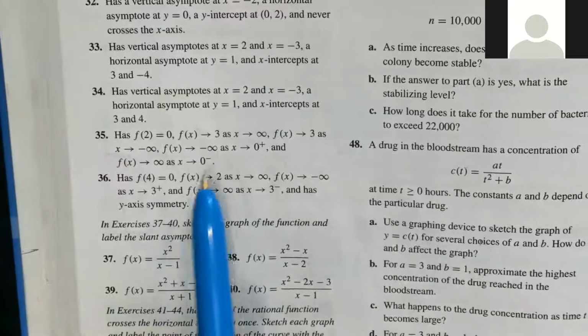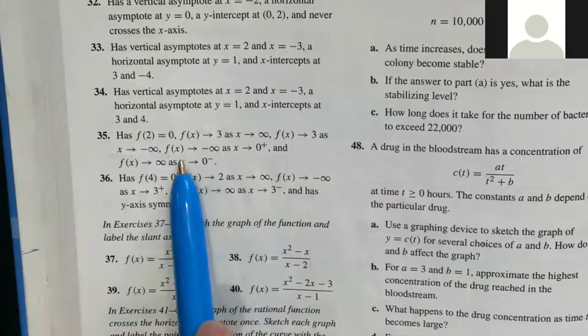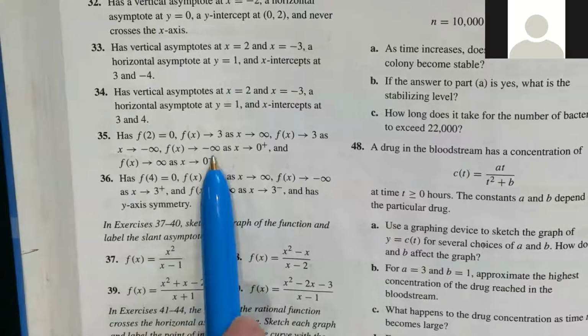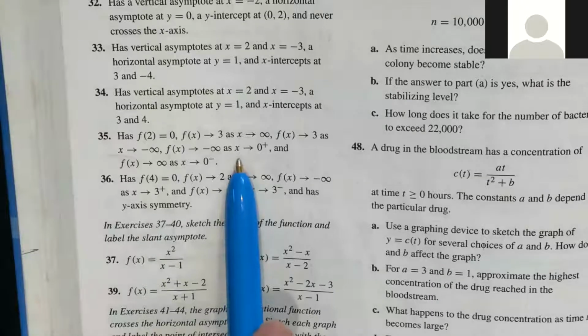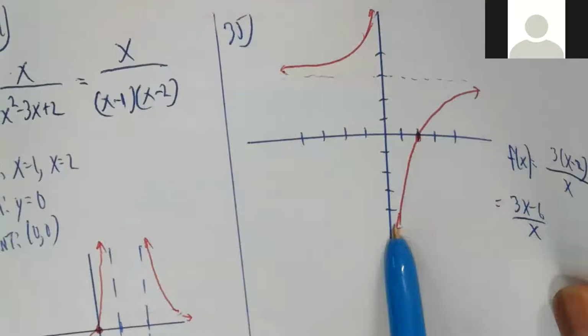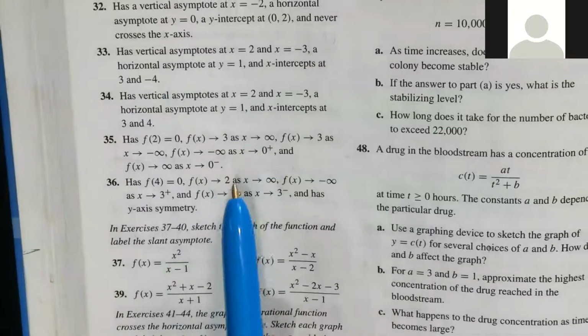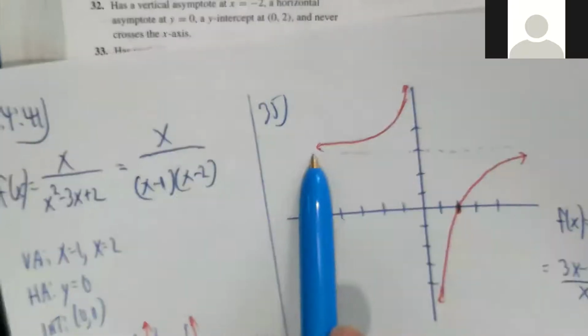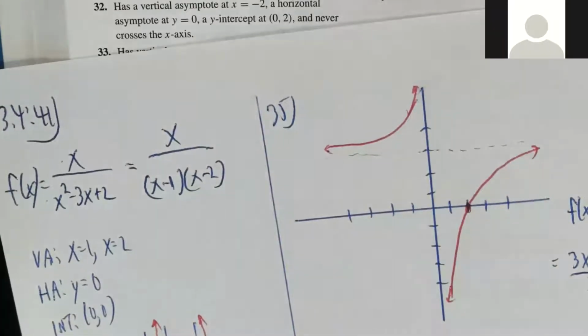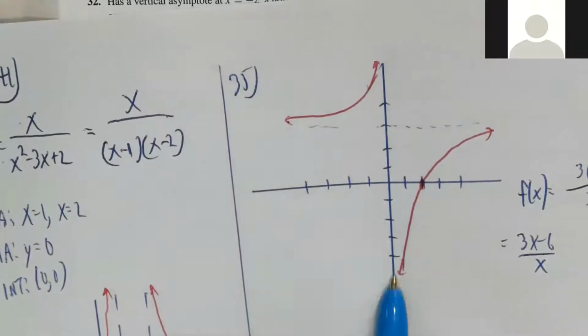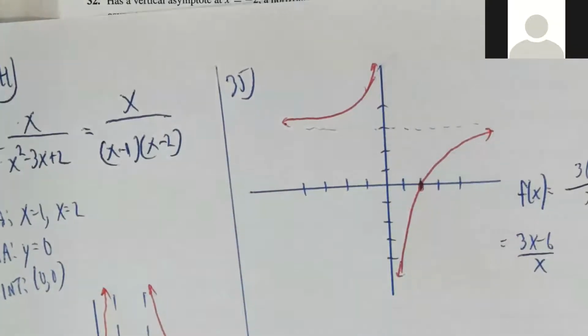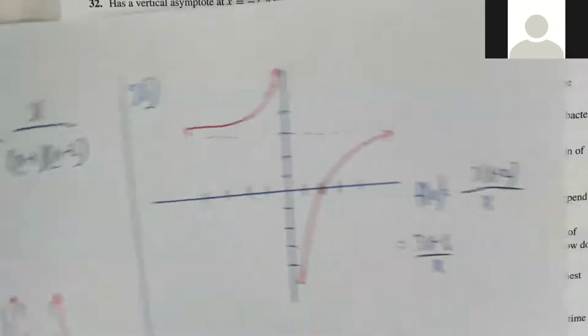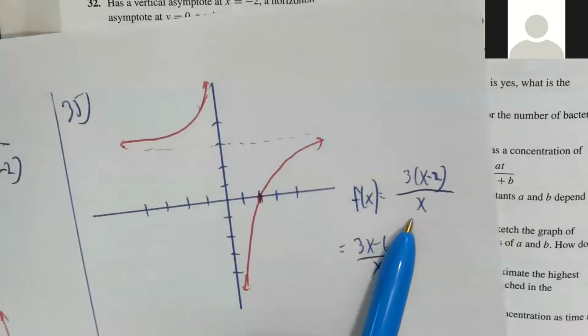And then let's see, what else does it say? F of x approaches negative infinity as x approaches 0 from the right, so it goes like so. And f of x approaches positive infinity as x approaches 0 from the left. Something like that. So I'm going to have an asymptote at the y-axis, which means x equals 0. So I put an x at the bottom.